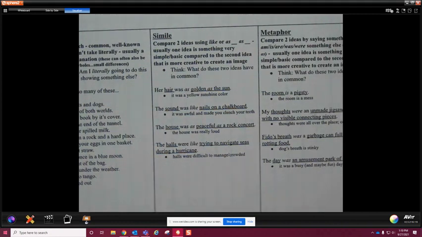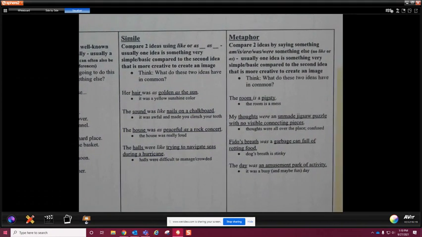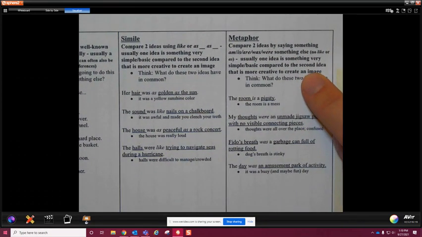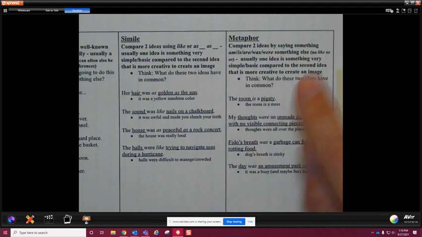Okay. So then metaphor is very similar, except metaphor compares two ideas by saying that something actually is something else. So instead of saying it's like something, it says it is something.